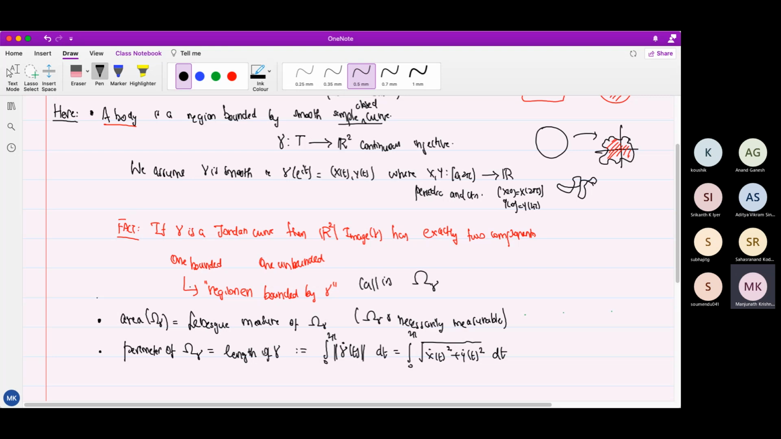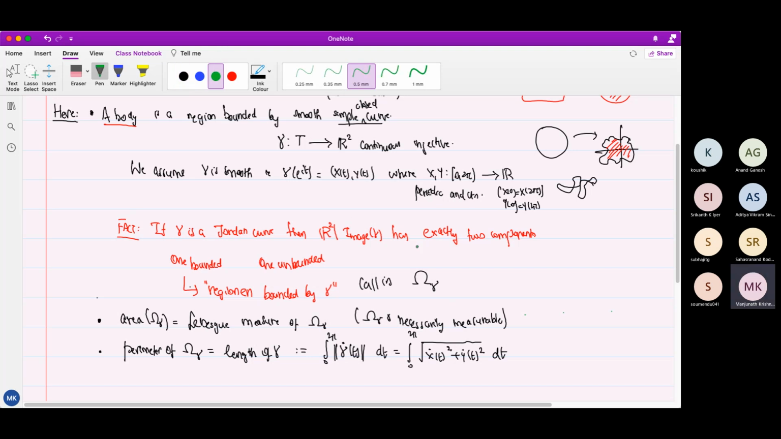Is this okay? So this is the setting we are going to work in. This is a somewhat limited setting. One can go much better, but for us, body means the region enclosed by a smooth Jordan curve, the area is the Lebesgue measure of the enclosed part, and the perimeter is the length of gamma. So this is well defined. Perimeter is okay, and area is okay as long as you know it is measurable. Is this okay?